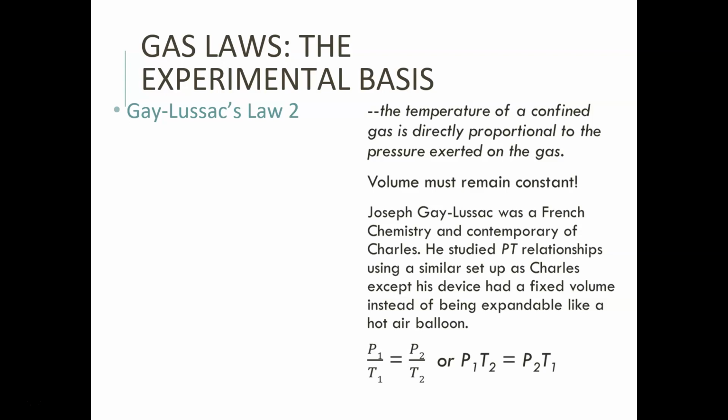So Joseph Gay-Lussac, probably Gay-Lussac, who knows, was a French chemistry person and a contemporary of Charles. So they were kind of working together at the same time. He was right before Charles. They were working through some of this stuff at the same time. So he studied pressure-temperature relationships using a similar setup as Charles, except his device had a fixed volume. So instead of being like a balloon that had an unfixed volume, he had something that was a fixed volume. So that was the biggest difference between Gay-Lussac and Charles. They were kind of on the same path, but Charles was keeping pressure constant, whereas Gay-Lussac was keeping volume constant.